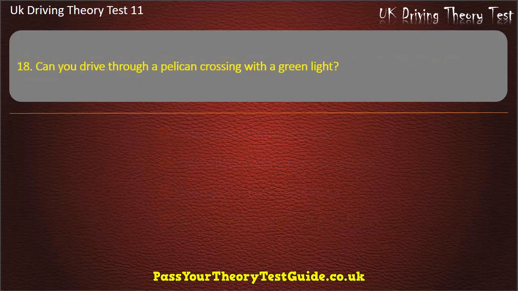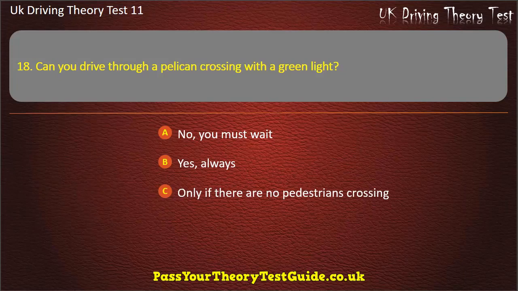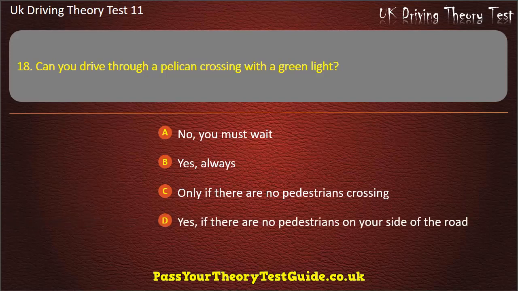Question 18. Can you drive through a pelican crossing with a green light? No, you must wait. Yes, always. Only if there are no pedestrians crossing. Yes, if there are no pedestrians on your side of the road. Answer. Only if there are no pedestrians crossing.